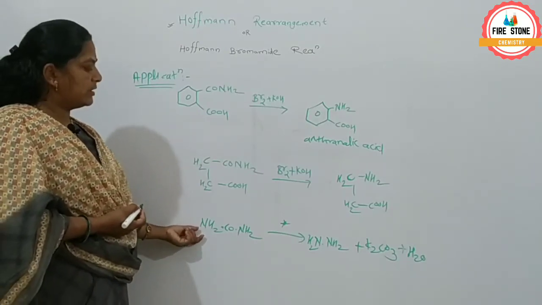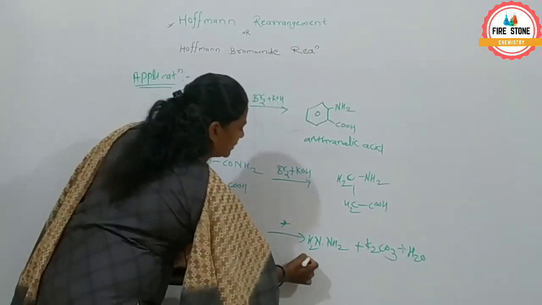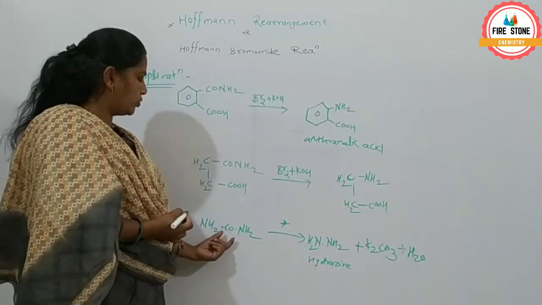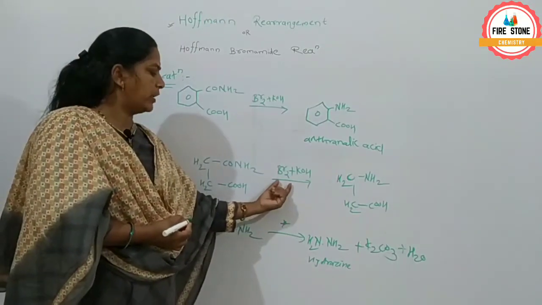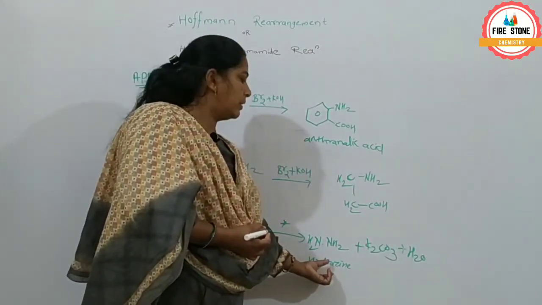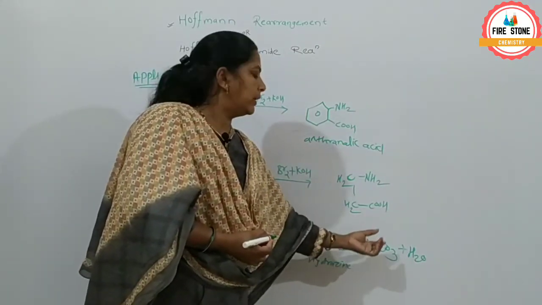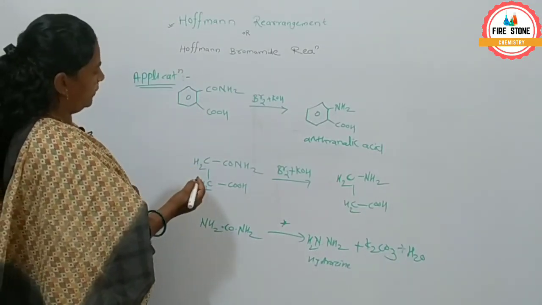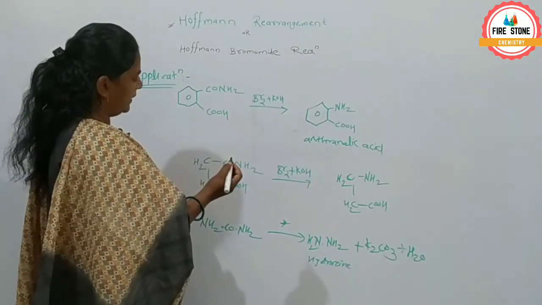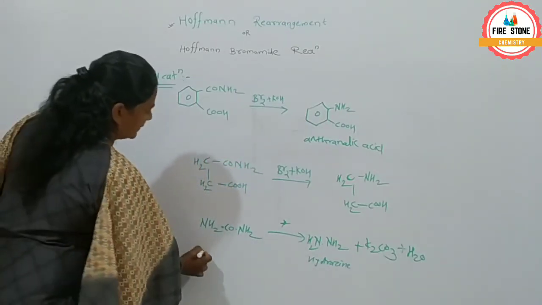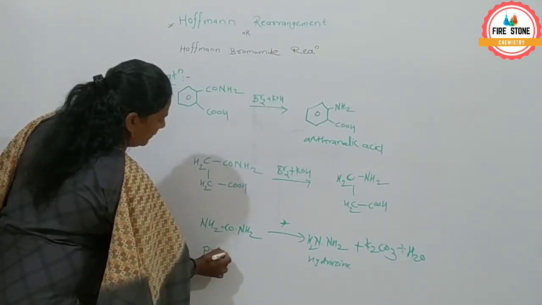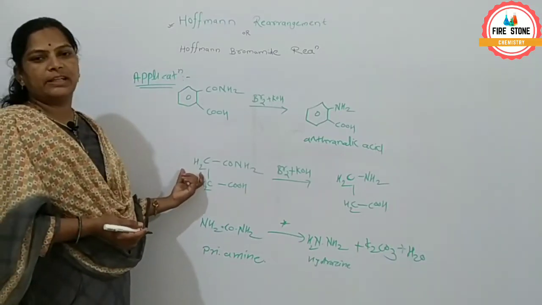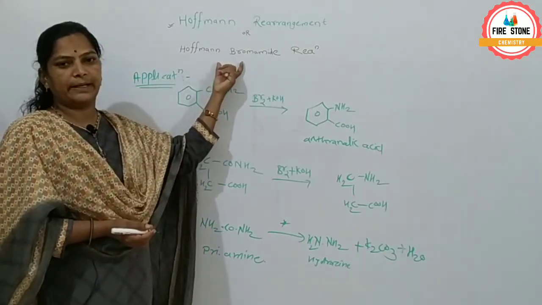Next is the synthesis of hydrazine. NH2CONH2 in presence of Br2 KOH gives hydrazine as the product, and K2CO3 and water are the side products. Another application is the synthesis of primary amine. So these are the applications of the Hofmann bromamide reaction.